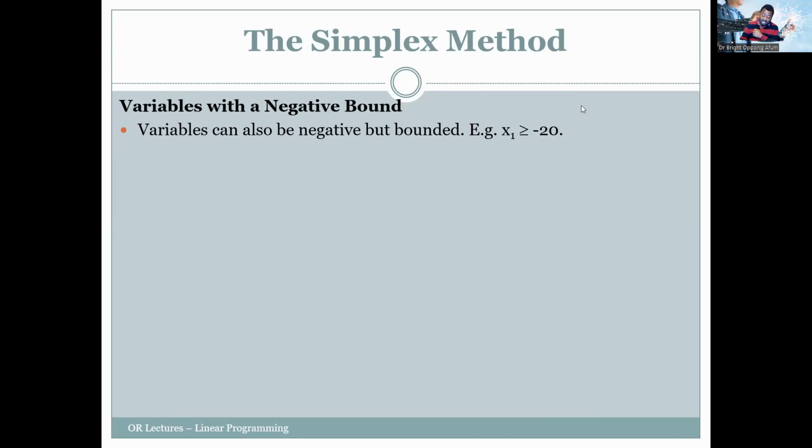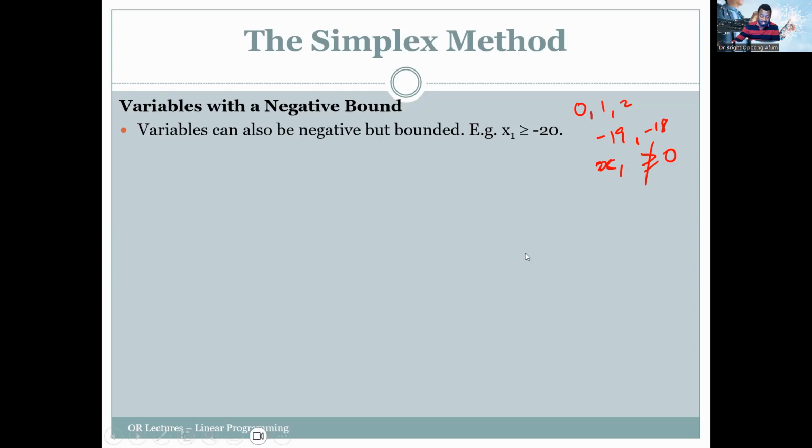This one means that x1 can actually be 0, can be 1, can be 2. Well, these are all positive, right? But since it's greater than or equal to negative 20, it means negative 20, negative 19, negative 18 satisfy this. However, x1 is then not satisfying the x1 greater than or equal to 0. So how do we treat this?